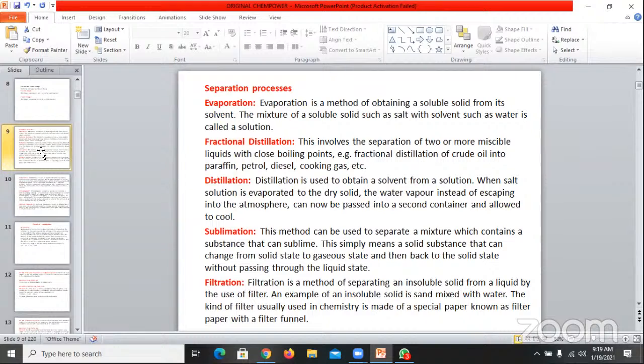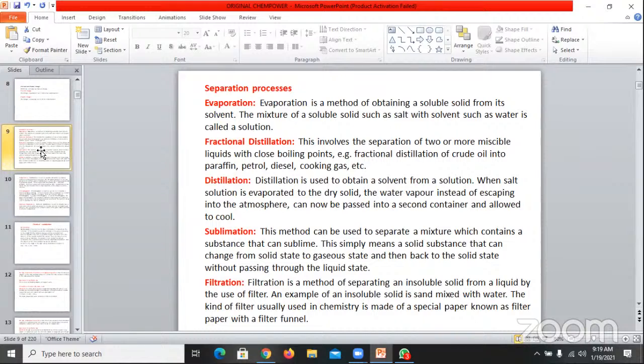So any solid that can dissolve in water is known as a soluble solid. Once a solid can dissolve in water, it is a soluble solid. But once it cannot dissolve in water, it is insoluble. So all those solids that are soluble in water, if you want to separate them from the solvent, which is the water, then you use what we call evaporation.